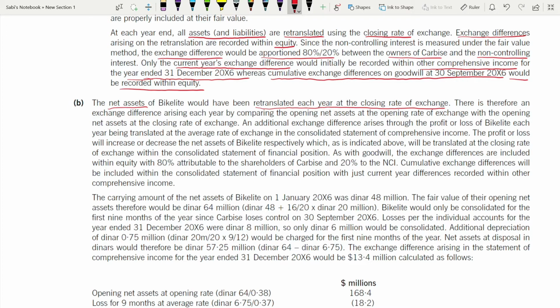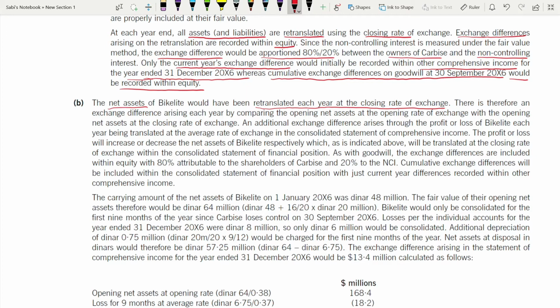There is therefore an exchange difference arising each year. Definitely there will be, because each year closing rate is different. So each year when you retranslate, the exchange difference will be different. It will arise. There will be exchange differences arising each year by comparing the opening net assets at the opening rate of exchange with the opening net assets at the closing rate of exchange. Because opening rate is different, closing rate is different. When you compare it, there's a difference. That's why that exchange difference will arise.